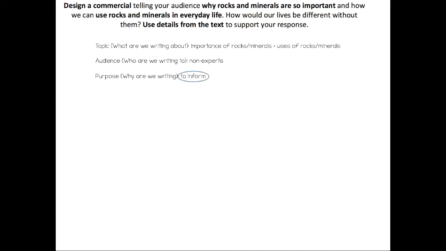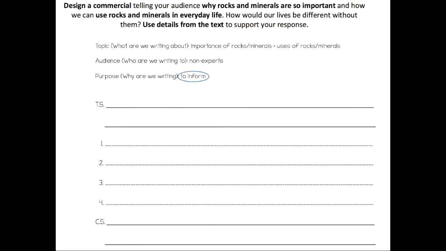If we are informing, does it make more sense to use a quick outline or a story arc? A quick outline makes more sense because we need to write an informational paragraph in order to deliver this information in a way that our audience will understand. Let's review each part of our quick outline and the different roles that they will play.